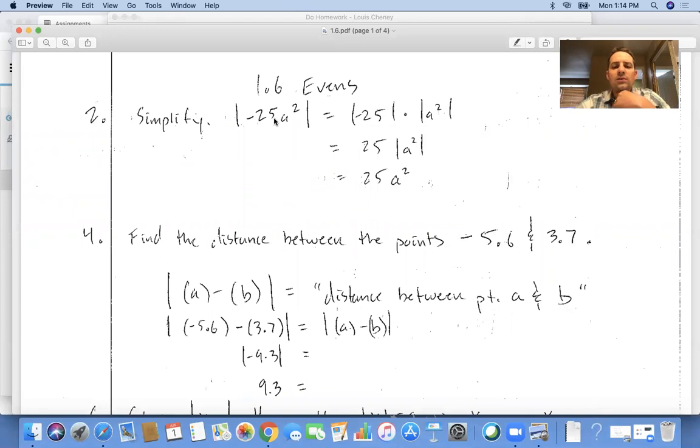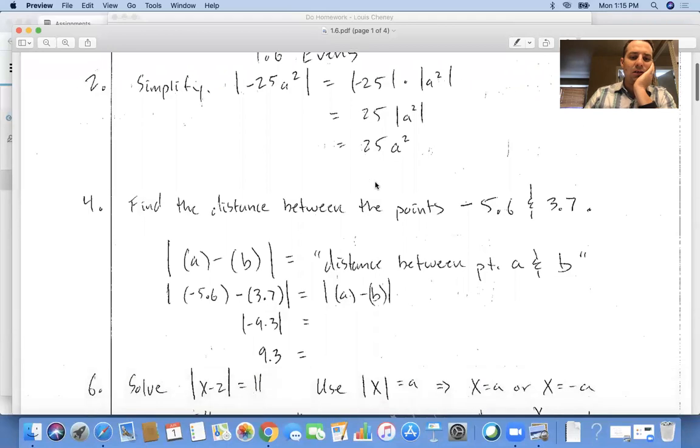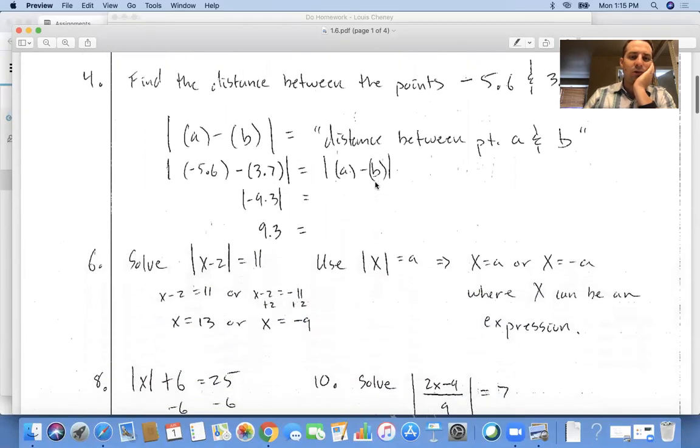So with the absolute value, you can isolate it to the numeric portion and the variable portion. Absolute value of any negative number is positive. So you get a squared here. So it's just 25 a squared for that one. While I'm here, let's talk about 4.